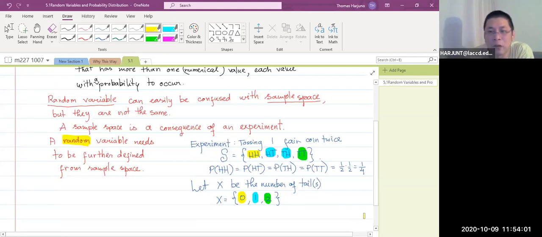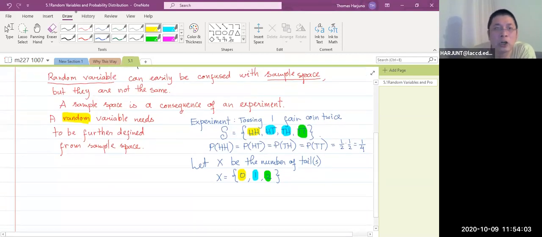Going further, I said earlier it has to be a numerical value and each value corresponds to a probability. So what is the probability that X equals 0? What is the probability that the number of tails is 0? That corresponds to the probability that you'd have no tail, that is, both are heads, which is 1/4.